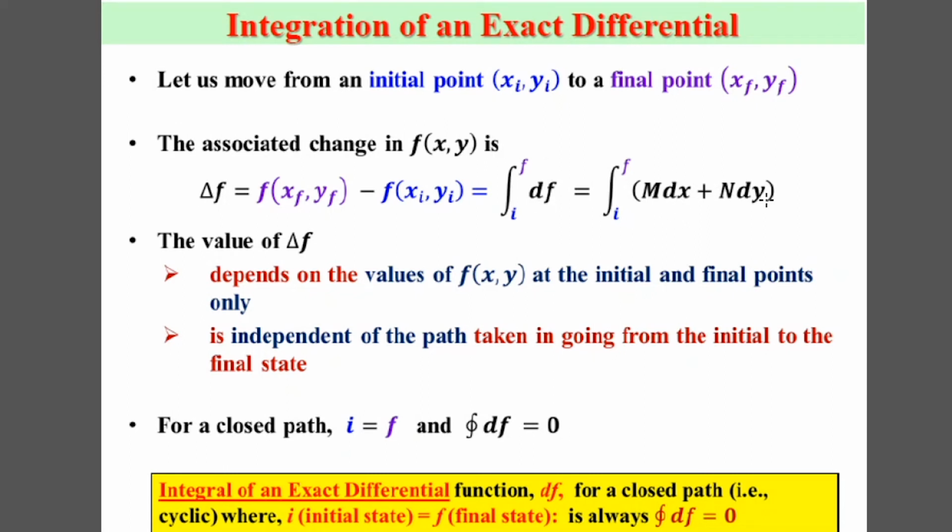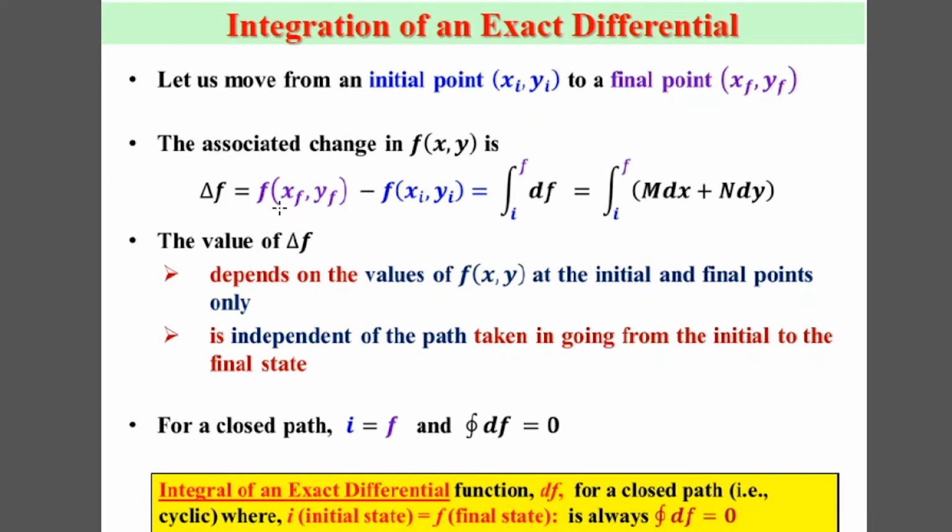You get M dx plus N dy. This is what we have been saying all throughout: the total change in f is given by M dx plus N dy integrated over the initial to final state. The value of delta f, the total change in the function when it undergoes a change in state from initial to the final, depends only on the values of the function at the initial and final points.